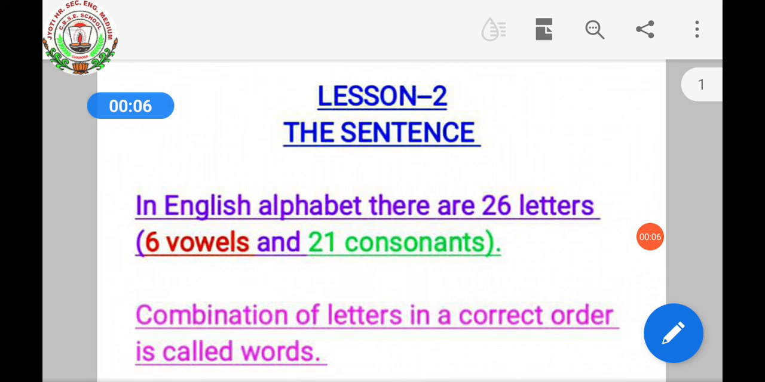So students, today I am taking lesson number 2, the sentence, from your English grammar book. Before we go through the sentence, how many types of sentence there are, and how to write a correct sentence in a correct order, we will go through later. First, I want to tell you something.